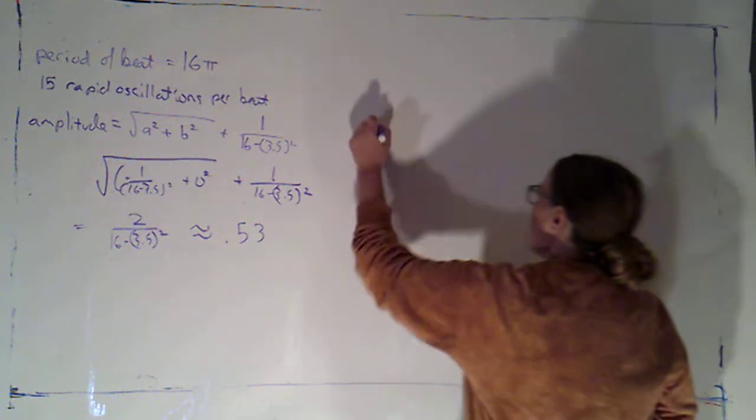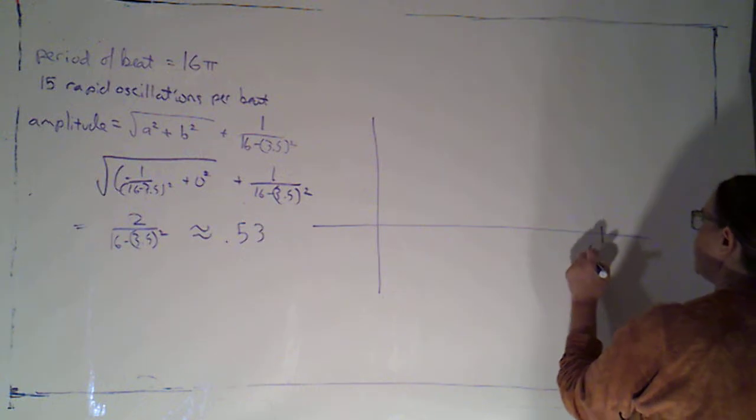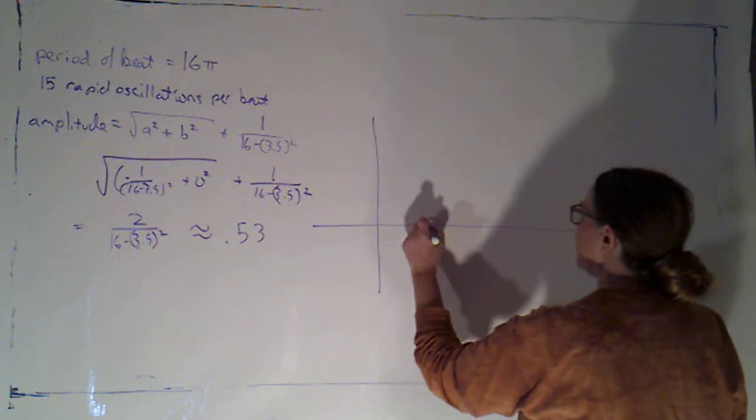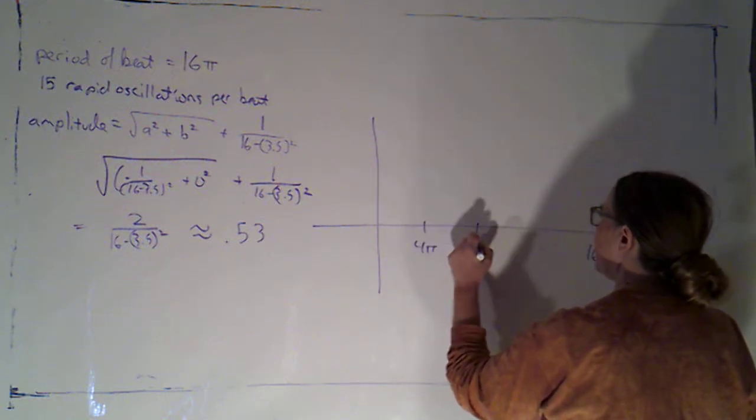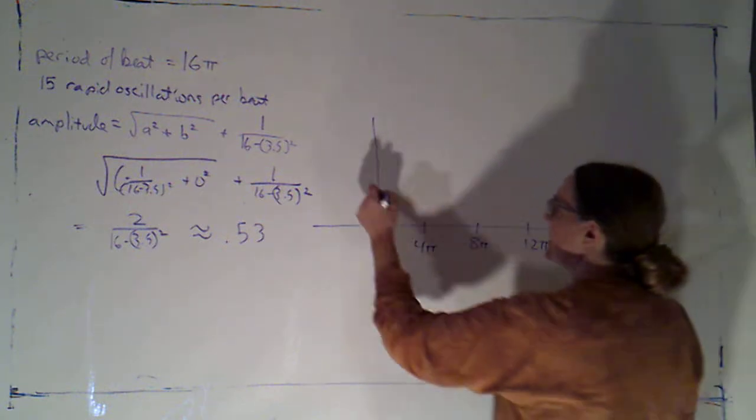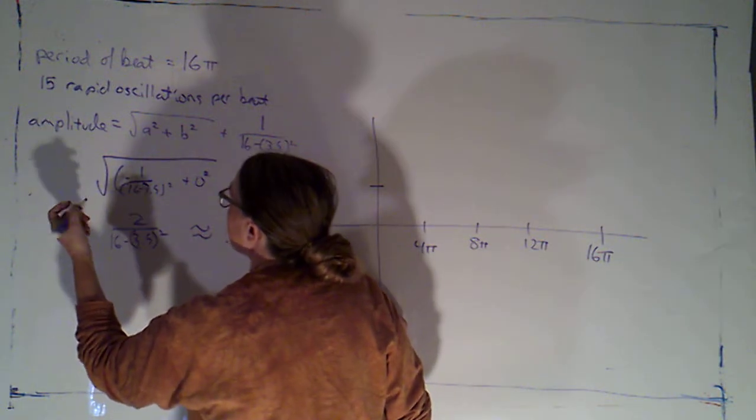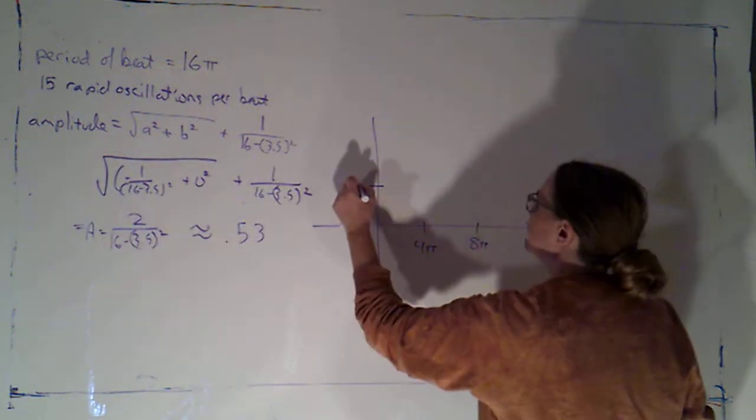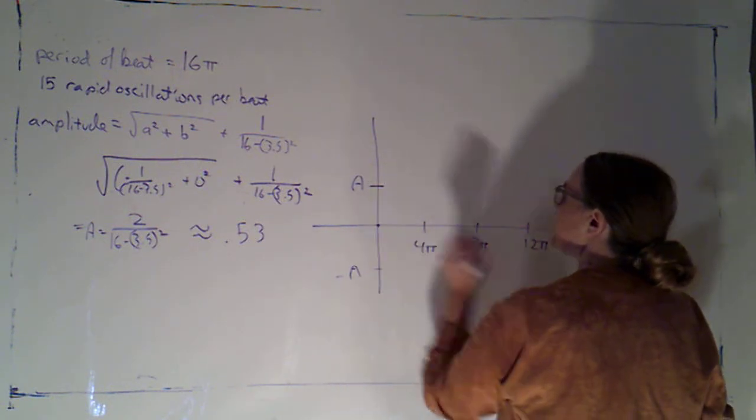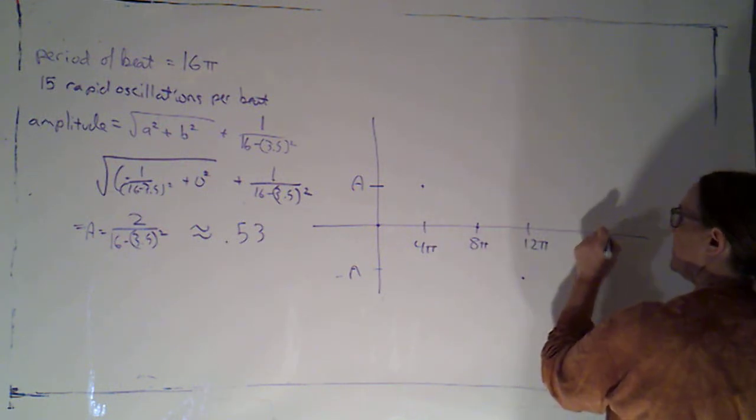Okay. So, I'm going to draw my beats. So the period is 16 pi. When I'm drawing one sine or cosine curve, I usually break it up into 4 pieces. So we'll have 4 pi, 8 pi, 12 pi, 16 pi. I'm going to just say that this is, let's call it A for amplitude. So that's A and negative A. And I'm going to just mark off, starting at 0, going to a high, middle, low, middle.